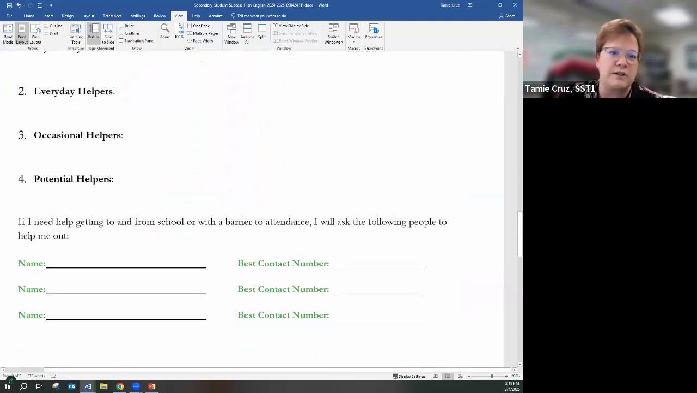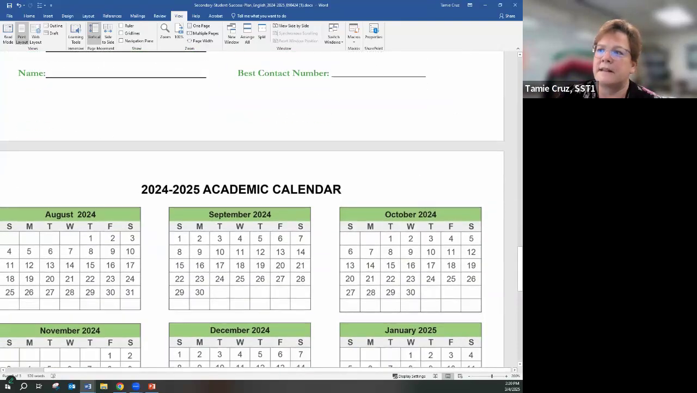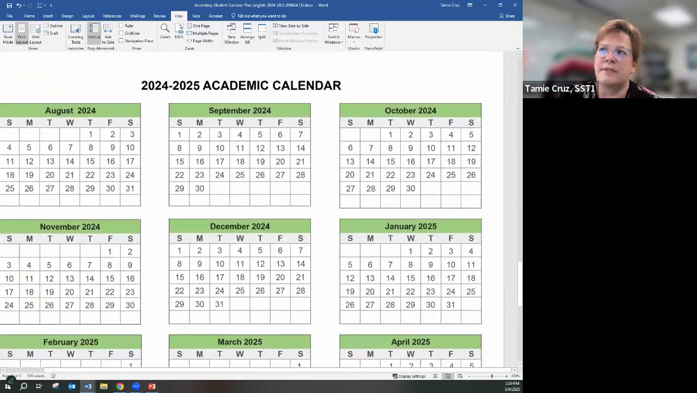So this can be hanging on the refrigerator. Okay, you missed the bus and mom and dad are at work. Who else can you call? Okay, friend with a car, etc. And then this is an example, that calendar, so they can keep track of what days they have missed. So they've got the visual of, this is how many days of school I've missed.